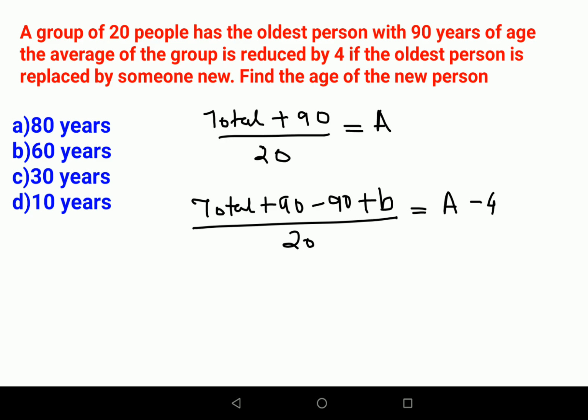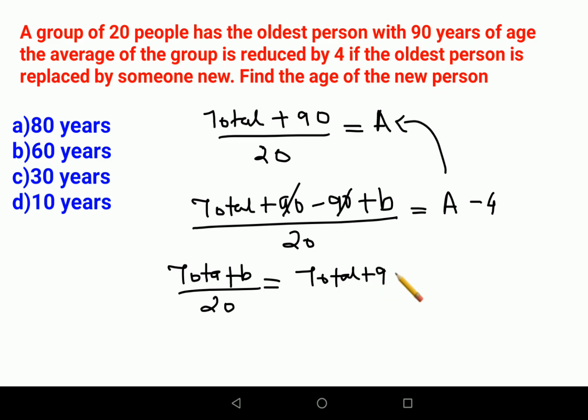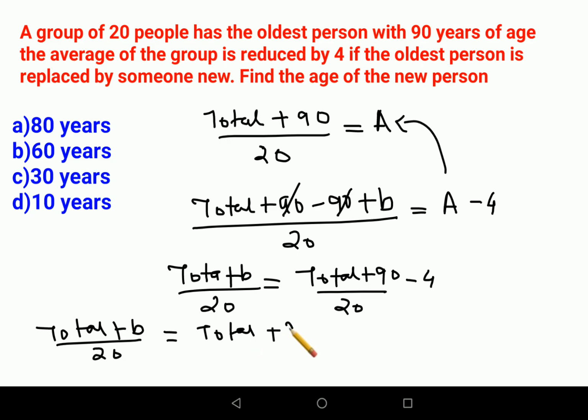So what we will say is, see, this is cancelling. So here you can say that total plus b upon 20 equals, instead of A, I'll put this value. So it is total plus 90 upon 20 minus 4. Taking LCM on this side, we will have total plus b upon 20 equals total plus 90 minus 80 upon 20.